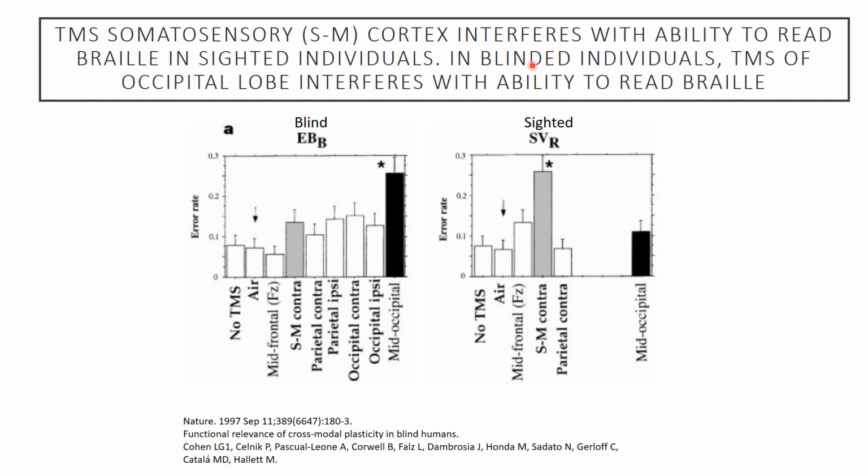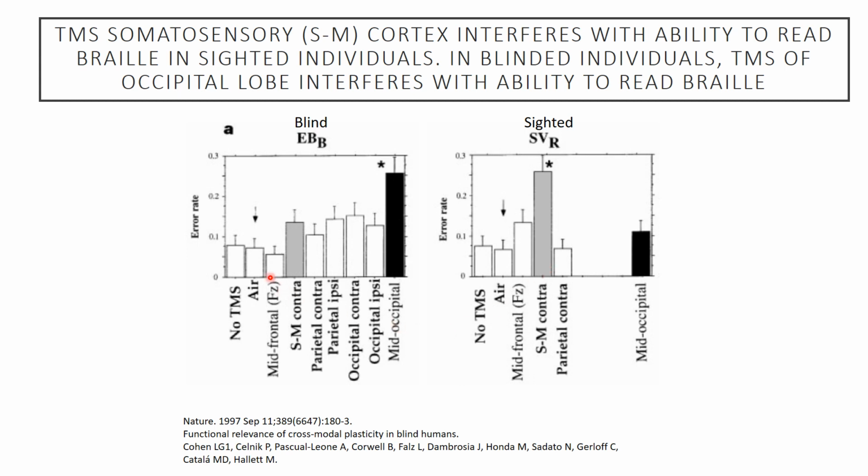For those individuals that were sighted, let's start over here. These are the sighted individuals. When they knocked down the somatosensory and motor areas on the contralateral side of their brain, so if this individual was reading with their right hand, they were knocking down the left contralateral somatosensory and motor cortical area, this led to a much greater error rate. That makes sense. If you're touching with the fingers of your right hand, and they disrupt activity in the somatosensory and motor cortex on the left-hand side of your brain, you're going to have a harder time reading braille. So you're going to get more errors.